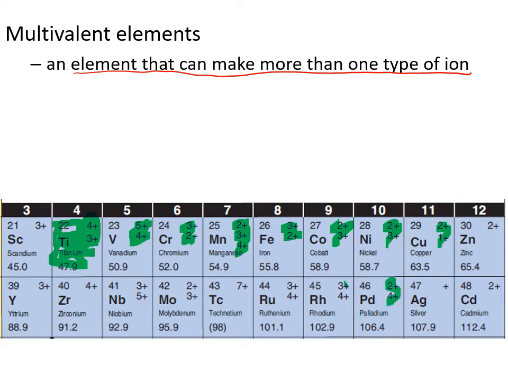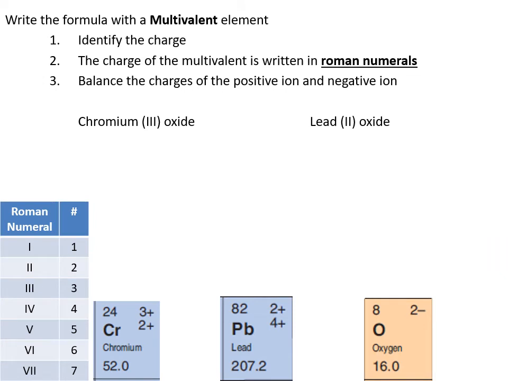Okay, so I've highlighted all the multivalent elements. These ones are not multivalent, the ones that I'm highlighting right now. Okay, so all these multivalent elements are metals. And anyways, they get a special different type of naming. So let's go over it. So the first one is how to name a multivalent element.